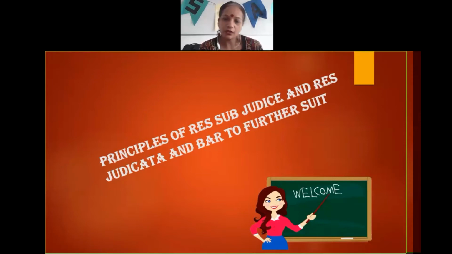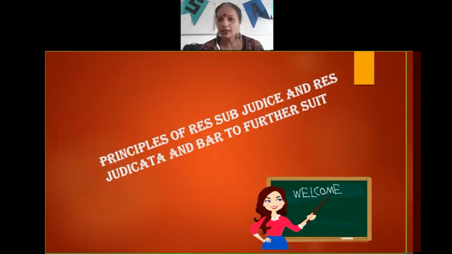Now, before we enter into these three terms one by one, we would try to understand what we mean by the term res sub judice and what we mean by the term res judicata, and whether res sub judice and res judicata operate as a bar to further suit, that is to say, future suit in respect to this particular subject matter.